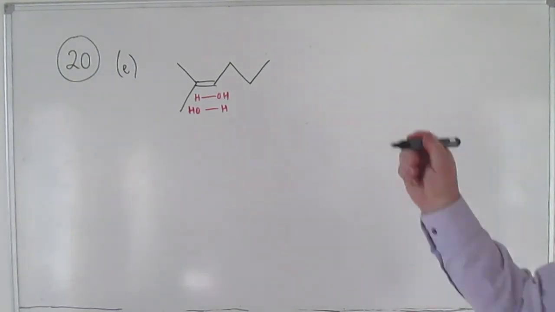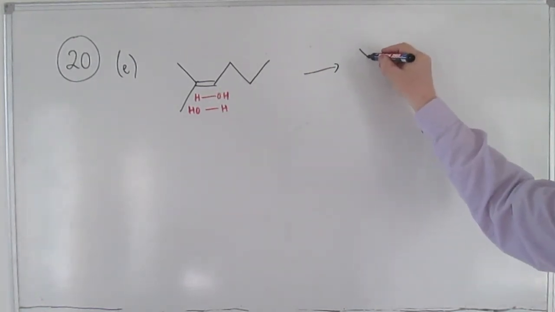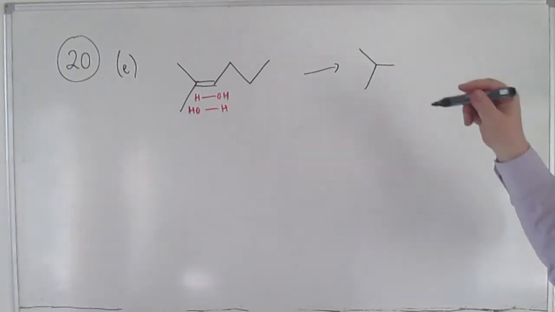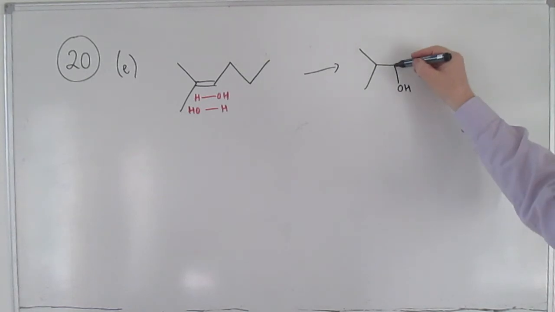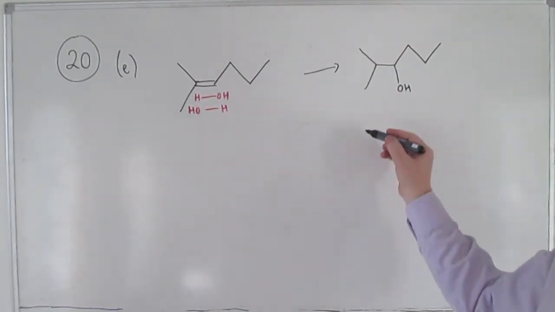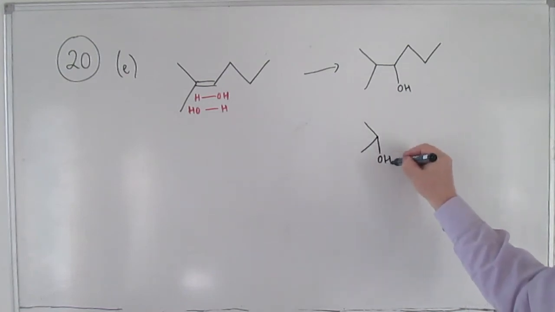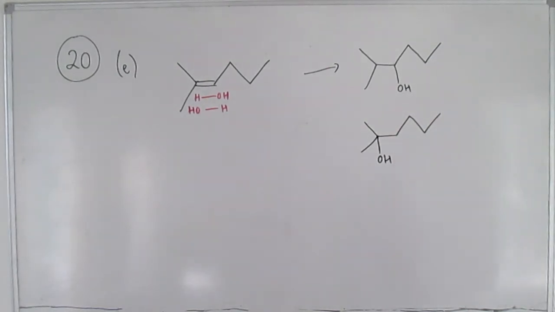So we can easily then draw what they would be. So if it adds the top way round, we're just going to, of course, lose the double bond. It just becomes a single bond now, but we get the OH here, and then there's the propyl group. If it adds the bottom way round, then the OH is going to go on here. And we're going to get that. So those are the two possible products.